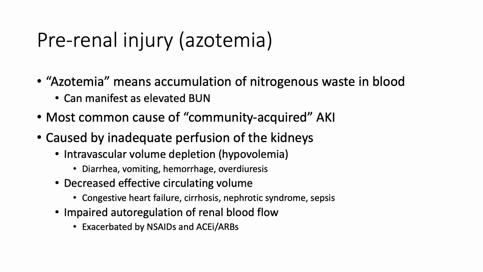Pre-renal injury, you'll often see it referred to as pre-renal azotemia. Azotemia basically means that there's an accumulation of nitrogenous waste in the blood. Urea is the main nitrogenous waste we're talking about, so you'll see an elevation in the blood urea nitrogen on the patient's basic metabolic panel. This pre-renal injury is the most common cause of a community-acquired acute kidney injury. So for people coming into the ER with a bump in their creatinine, it's usually going to be a pre-renal etiology. Pre-renal injuries are caused by inadequate perfusion of the kidneys.